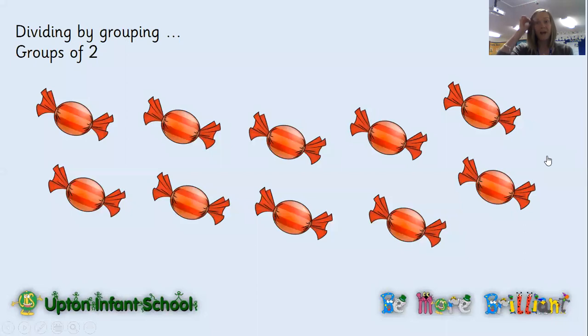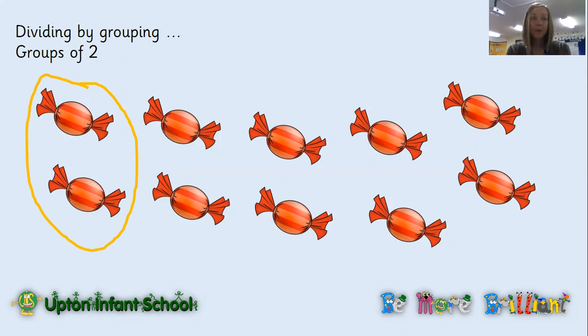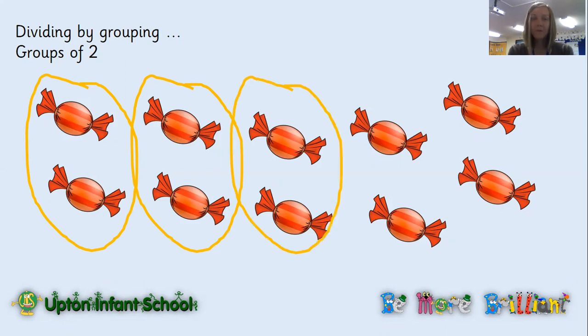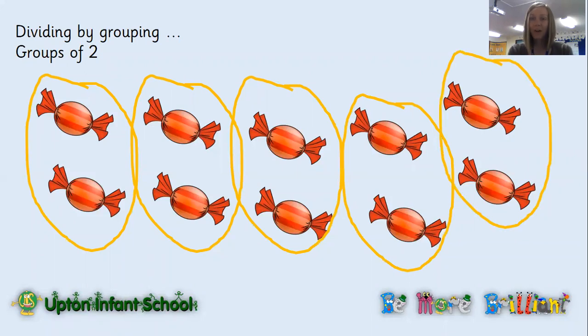Starting with grouping. So I've got some objects here and I am going to group them into groups of 2s. So I'm going to give a big circle round 2 sweets because that is a group with 2 sweets in it. But I think I could do that again. I could make another group of 2. There's another group of 2. And another group of 2, and I can spot a final one. There's the last group of 2.